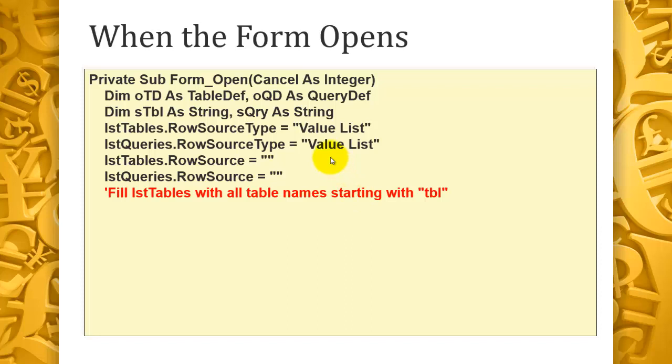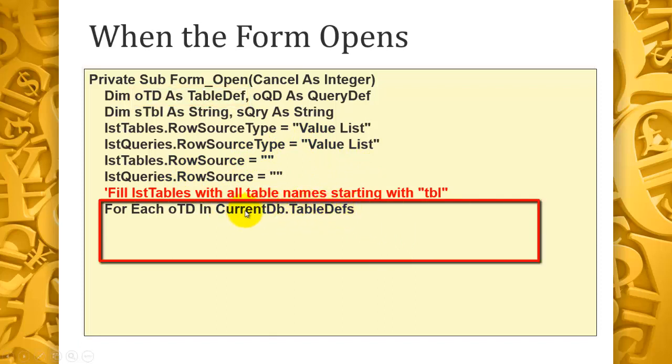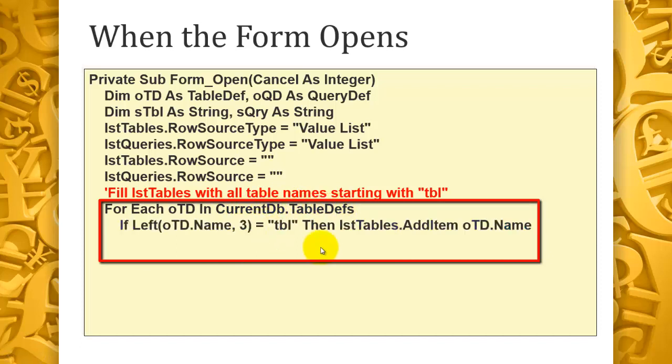So we eliminate or we skip all the Access tables. The best thing to do that is using a for each loop. For each OTD in the current database's table definitions, that is the collection of table definitions in the current database, if the left part of that OTD.name, the first three characters, is TBL, then we want to add to the list tables the name of that OTD. Don't forget to close your for each loop.